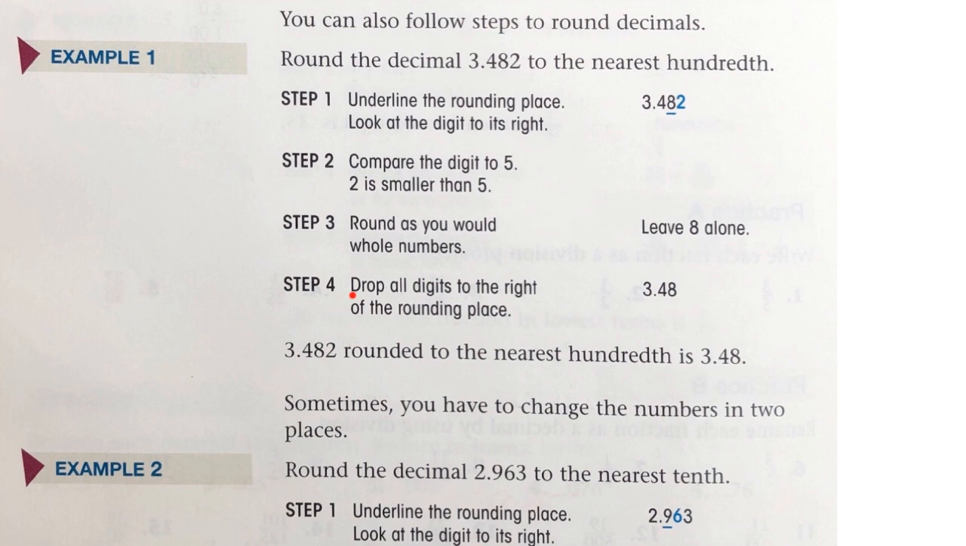Step 4, drop all the digits off to the right of that rounding place. So we've rounded, and that means that digit that was in the thousandths place we don't need anymore, because that's the point of rounding. We rounded to the hundredth, so the hundredth place is the last digit shown. In this case, 3 and 482 thousandths rounded to the nearest hundredth is 3 and 48 hundredths. Sometimes you have to change the numbers in 2 places.